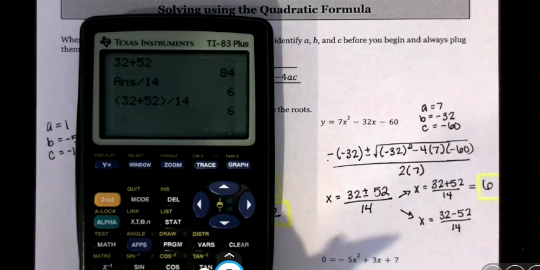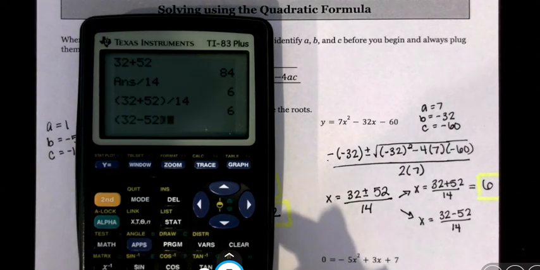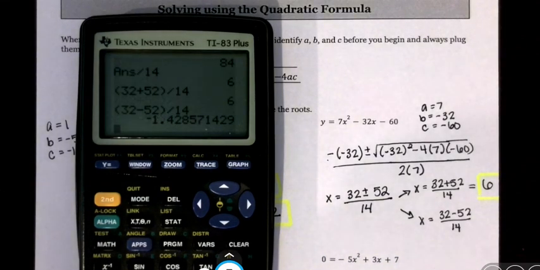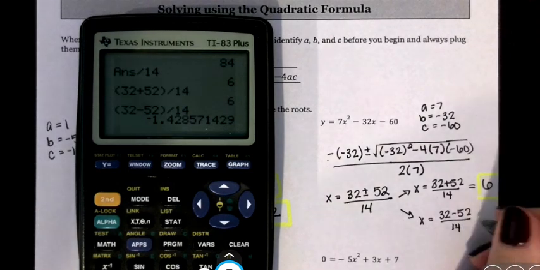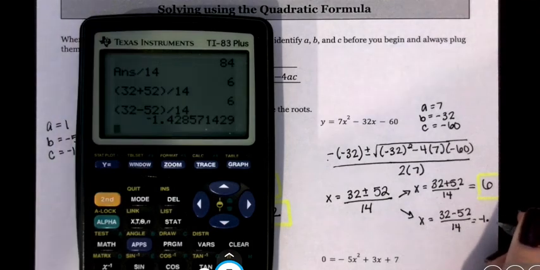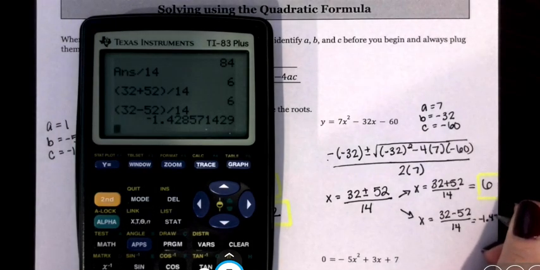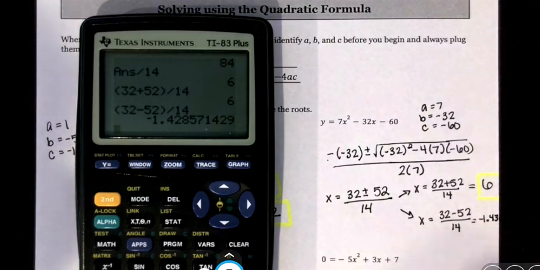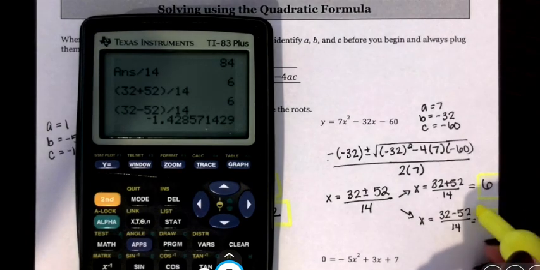For the bottom one, 32 minus 52. And I get a decimal. I'm just going to round it to negative 1 point 4.3, but I'm a little close to the edge there. And that's my other root.